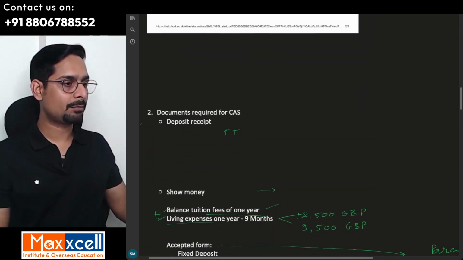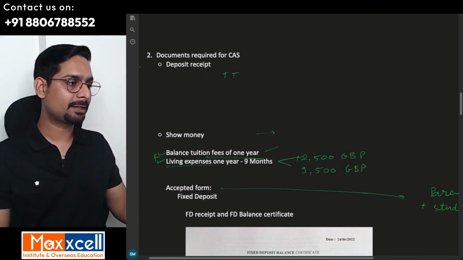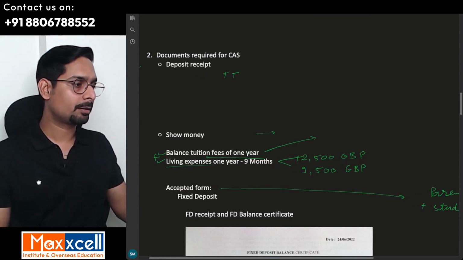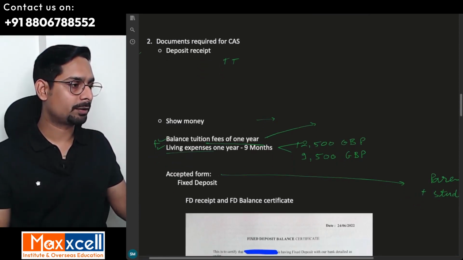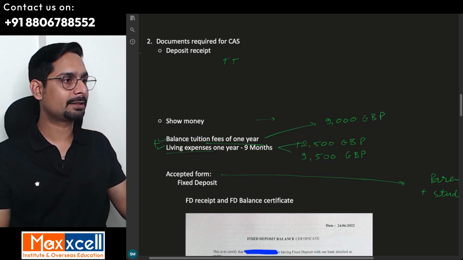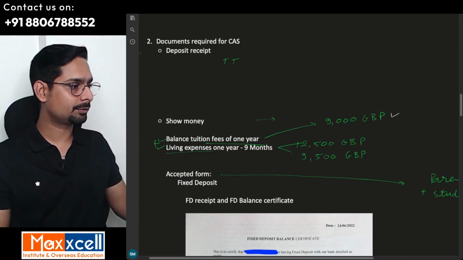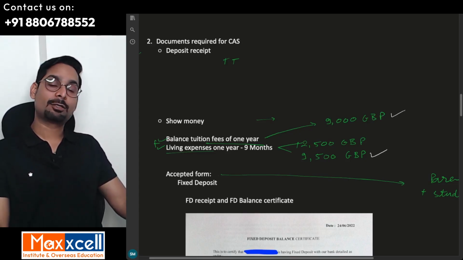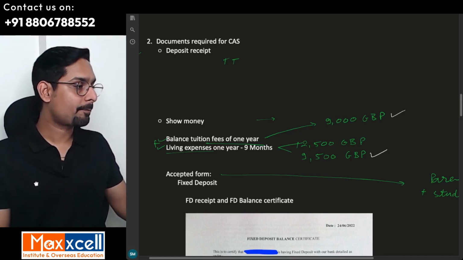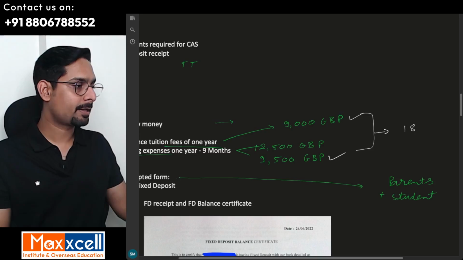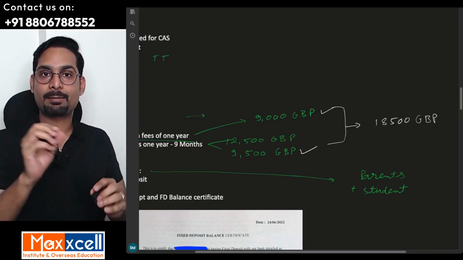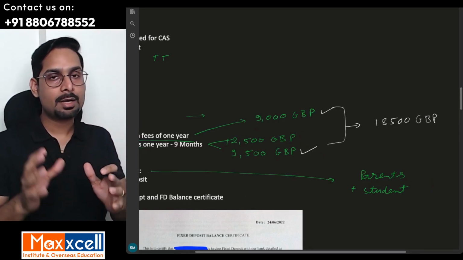So the balance tuition fee as per this particular program, for this particular student was 9,000 pounds. And Huddersfield is not in London area, so the living expenses which she was supposed to show at that time was 9,500 pounds. So total comes to what? 18,500 pounds.